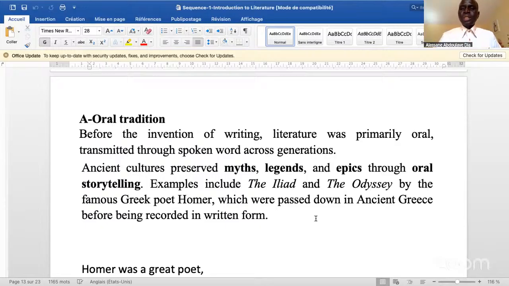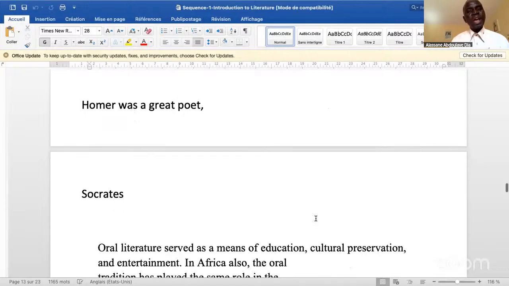Examples include the Iliad and the Odyssey by the famous Greek poet Homer, in French, l'Iliade et l'Odyssée. These were passed down in ancient Greece before being recorded in written form. Class understands that Homer is one of the most famous authors in the world. But Homer was not a writer. Homer was a poet. He did not write. He was just telling and people wrote after. So he was a great poet.